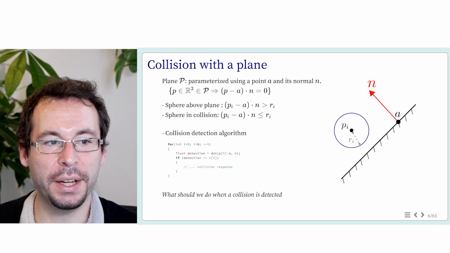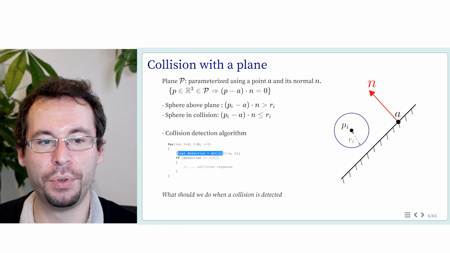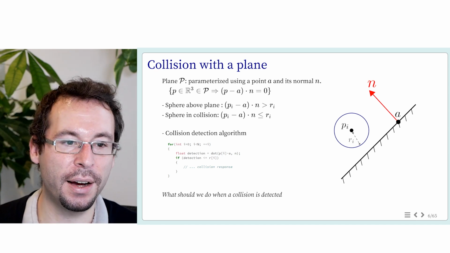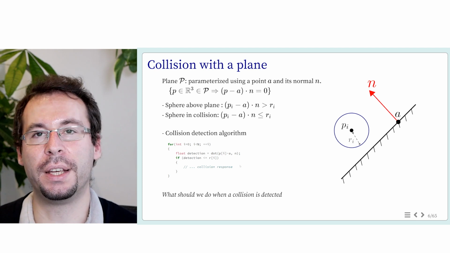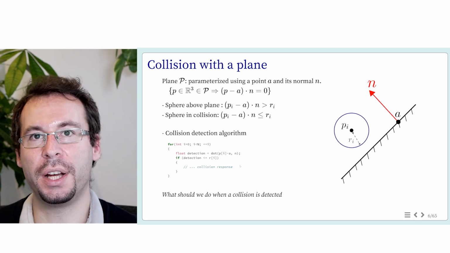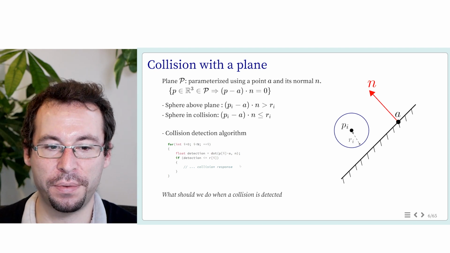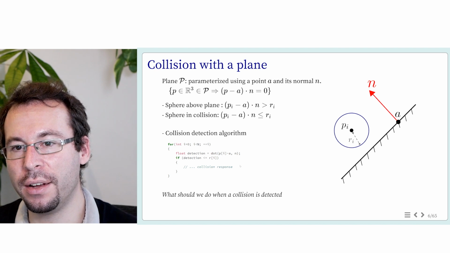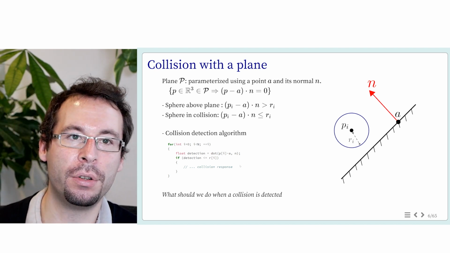So this gives me a very simple collision detection algorithm for all the spheres. I can compute this dot product, and if this dot product is less than the radius, then it means that I have a collision and I should apply collision response. And so now we can wonder which kind of collision response we should be applying to this sphere. The most trivial one is to say, okay, we need to change the speed. Basically, the sphere needs to bounce out of the plane.